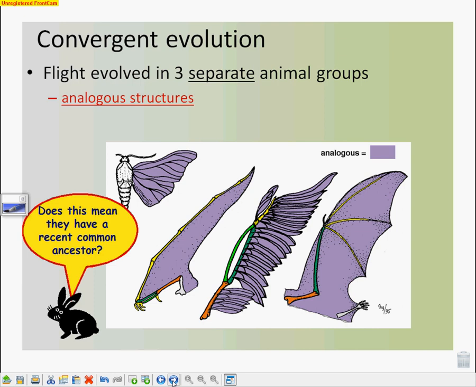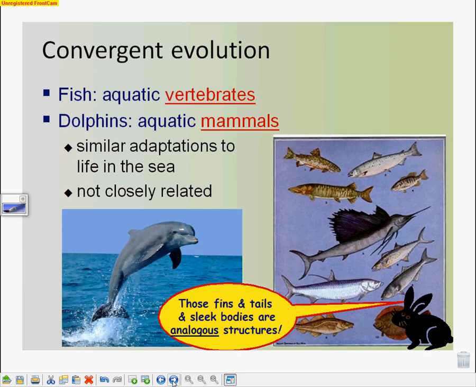So another good example to show you deals with two different species that swim. We've got fish and we've got dolphins. They're both aquatic. Fish are vertebrates. Dolphins are mammals. So you should recognize those terms in red from your spring break assignment. Very, very similar adaptations to live in the sea, but when we look, and I'll talk about how we know how closely related you are or not, we find that they are far apart on life's tree.